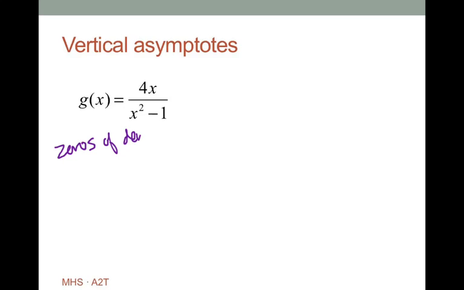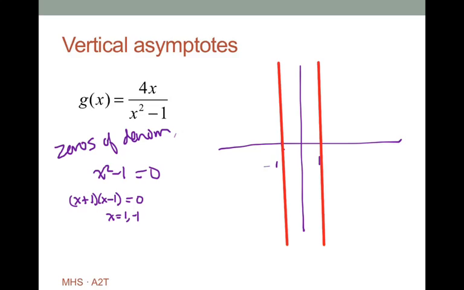Alright, so in this case, I want to find the zeros of the denominator, x squared minus 1. We can set x squared equal to 1 and find x is plus or minus 1, or we can factor it and get the same thing. In this case, we're going to get x is equal to 1 or negative 1. So there's my two vertical asymptotes for this given function.